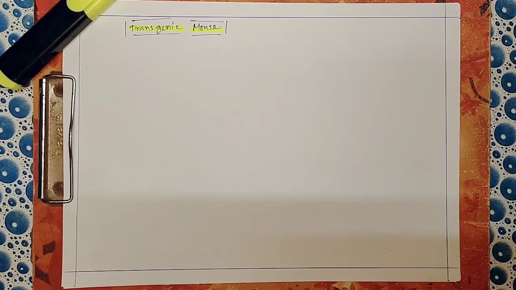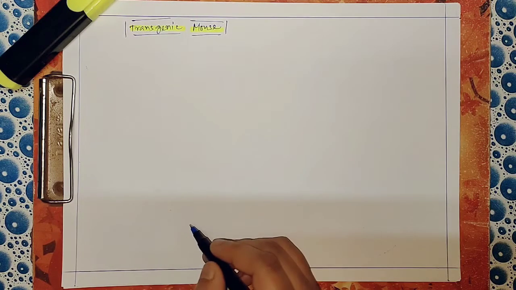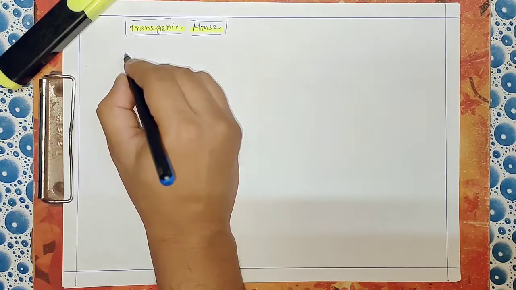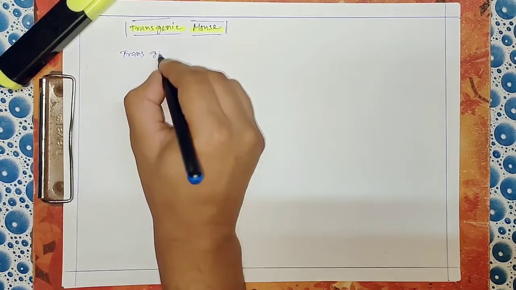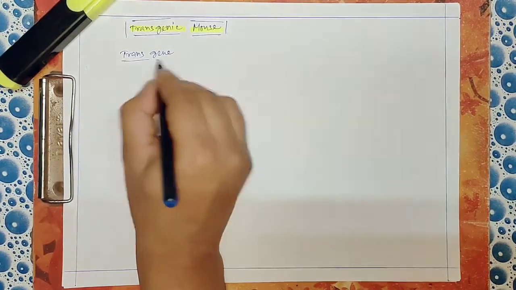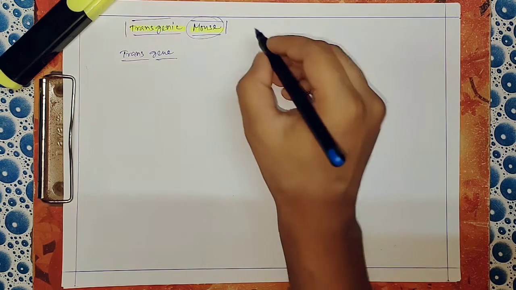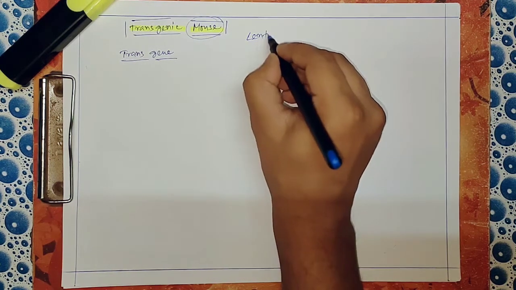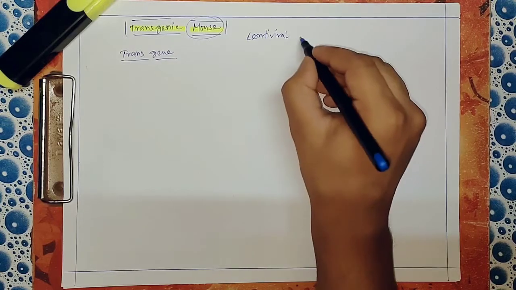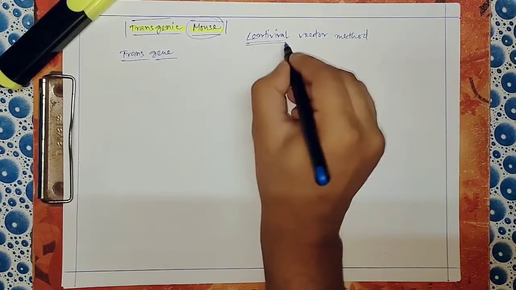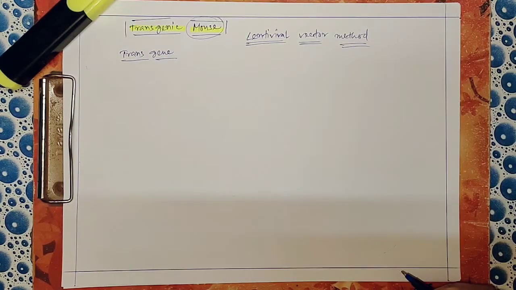So today's topic is transgenic mouse. In the previous video we discussed some ways that we can introduce a transgene which doesn't belong to the mouse genome, but is derived from another source. We also discussed the lentiviral vector method, so we will discuss this lentiviral vector method in detail in this video.